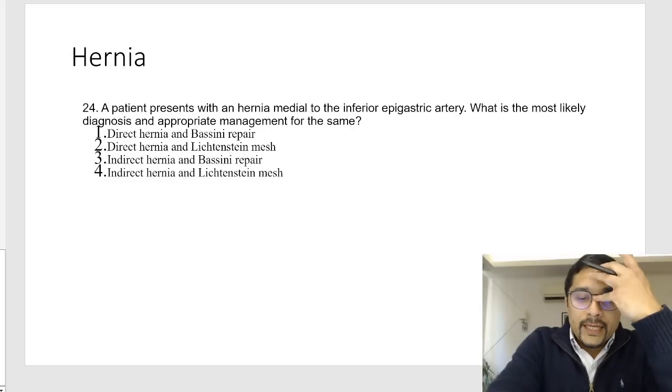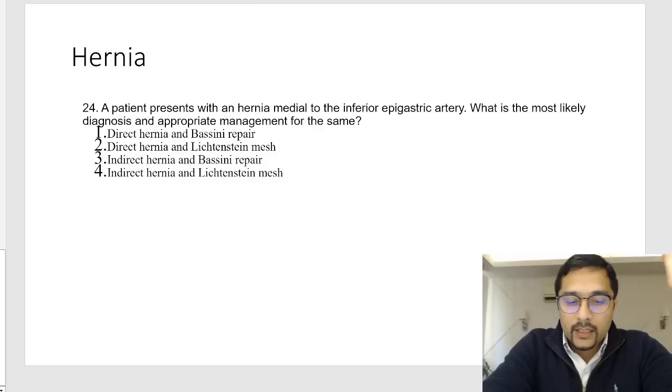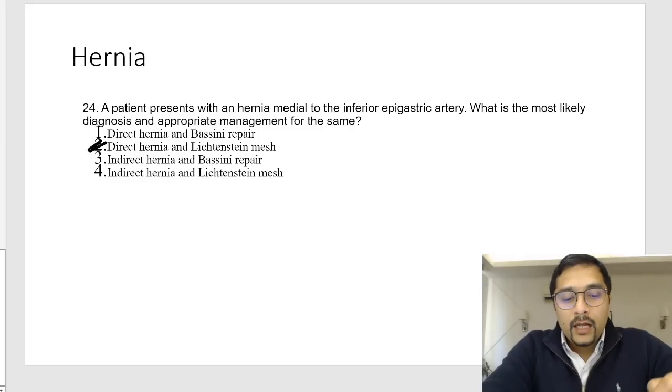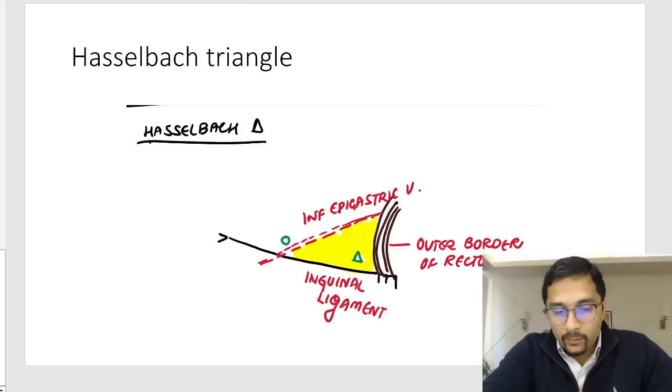Okay. A patient presents with hernia medial to the inferior epigastric artery. What is the most likely diagnosis and the management? This was asked last year. So medial to inferior epigastric artery, it is a direct hernia, and we will do a Lichtenstein's tension-free mesh hernioplasty.